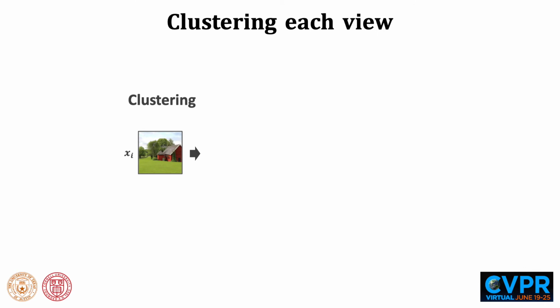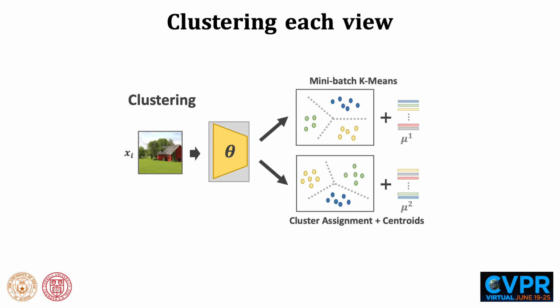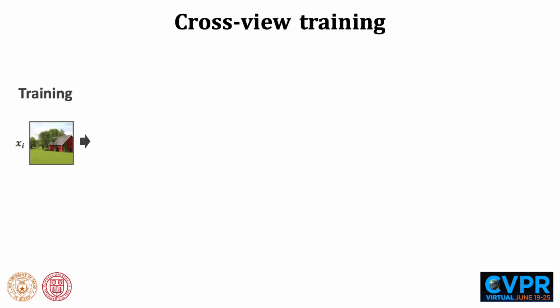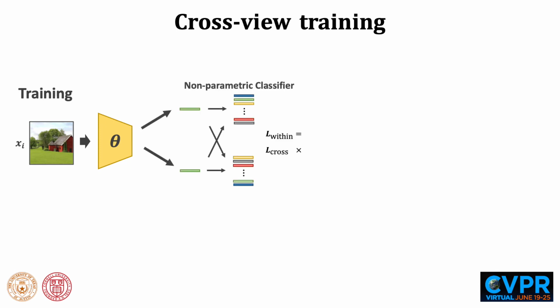The two views that we have for each image can be thought of as forming two views for the entire dataset. We perform clustering on each view independently to obtain two sets of centers and two sets of clustering assignments. The network is trained with the two sets of pseudo-labels using the non-parametric classifier described previously.